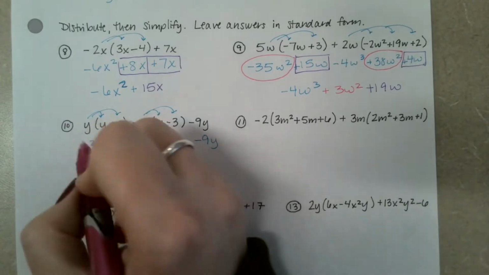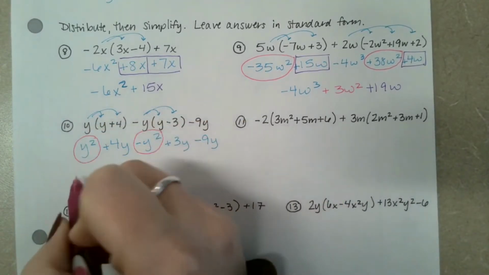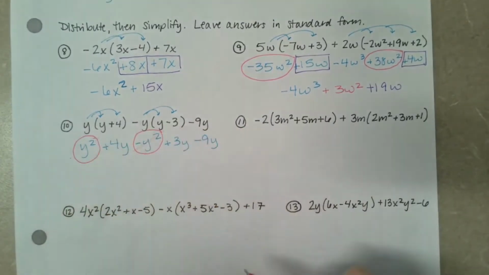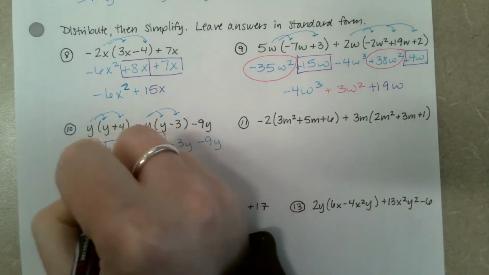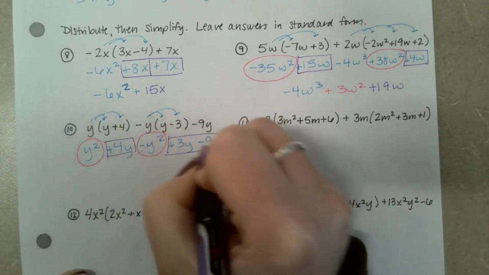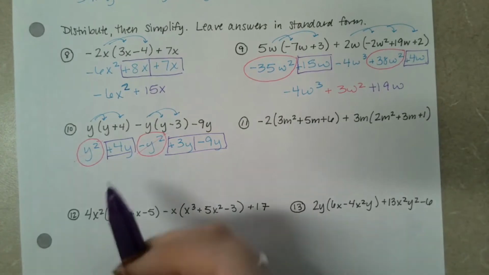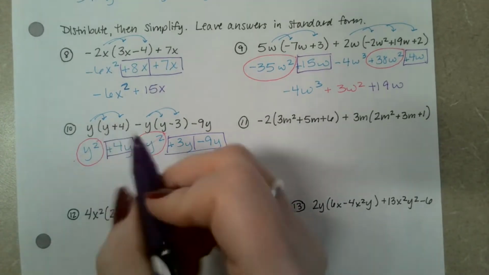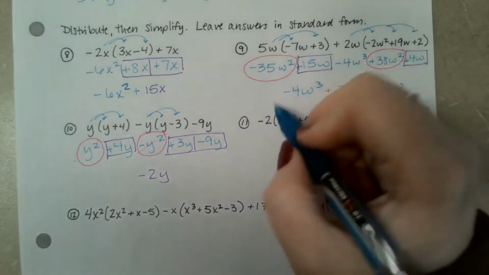So when we go to collect things, I get my y squareds, which you're going to notice is going to cancel out for both of them because you've got a positive and a negative. And then when I go to combine my y's, all the rest of them are y's. So remember, our exponents shouldn't be changing at all, so we just mess with the coefficients at the front. So 4 plus 3 minus 9 will give me negative 2y, and that's my final answer.